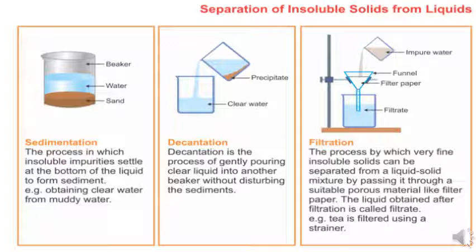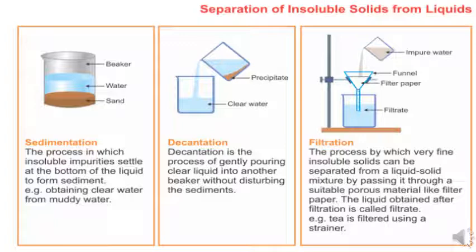Another method is filtration, where we use the filter paper or a suitable filter to allow the residue to remain in the filter so that the residue and the liquid can be separated. Filtration is the process by which very fine insoluble solids can be separated from a liquid-solid mixture by passing it through a suitable porous material like filter paper.